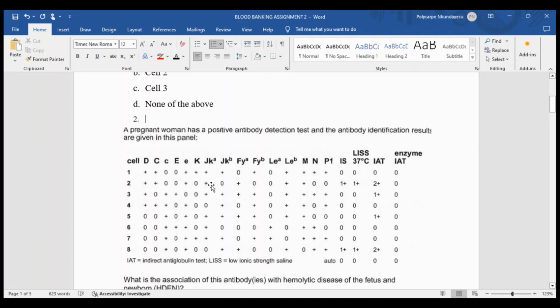What are we going to exclude from cell number 1? Cell 1. Cell 1, you're going to remove capital D. Sorry, cell 1, you're going to exclude the capital D. Capital C. Small e.